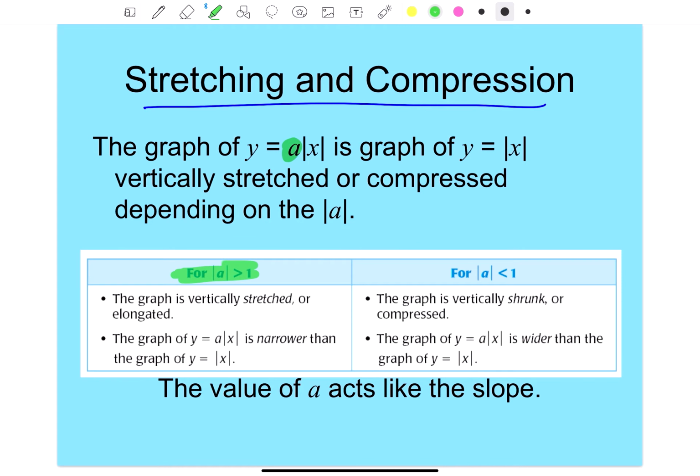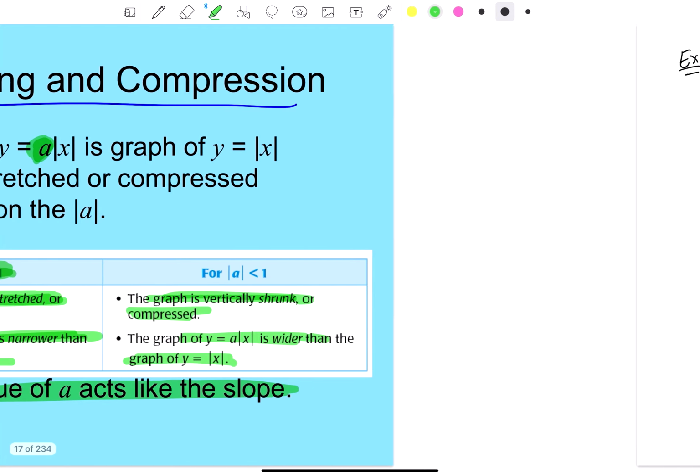If the absolute value of that number is greater than 1, then the graph will be vertically stretched and narrower. If the absolute value of the number is less than 1, the graph will be vertically shrunk, or it would be a wider graph. The value of a acts like the slope. This is going to be very, very helpful when we make our graphs. The a acts like the slope for the graph of the function.